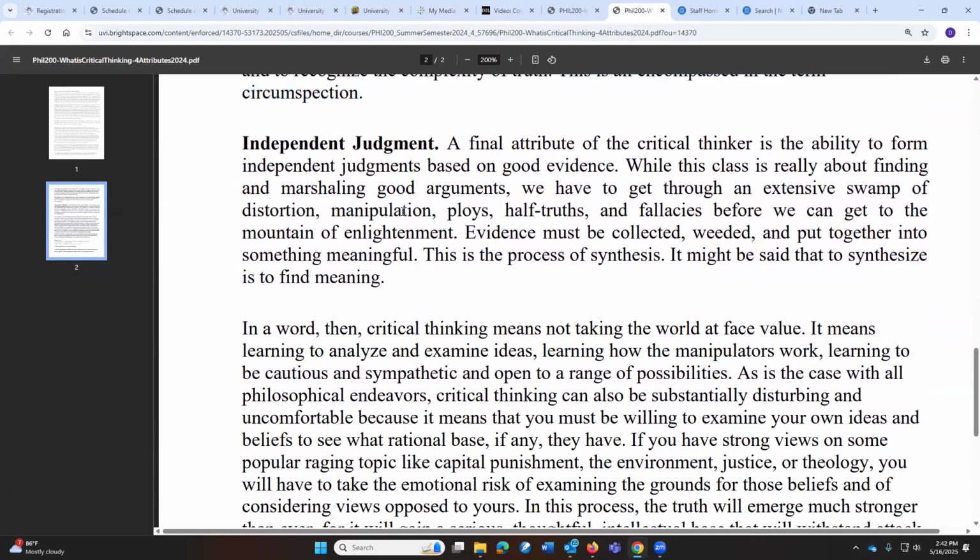Finally, we get to the fourth attribute, independent judgment. This final attribute of critical thinking is the ability to form independent judgments based on good evidence, meaning that I'm not going to come to a conclusion loosely. It's going to be something that I can really be sure that I have good reasons to come to a conclusion. This class is about finding and marshaling good arguments. We have to get through an extensive swamp of what?